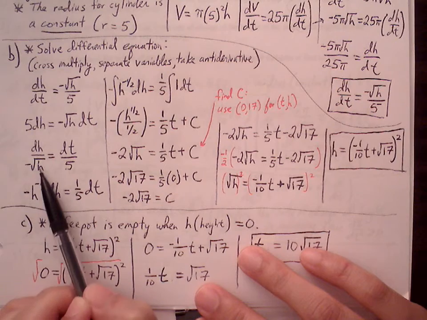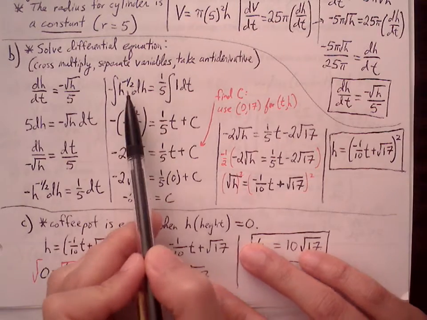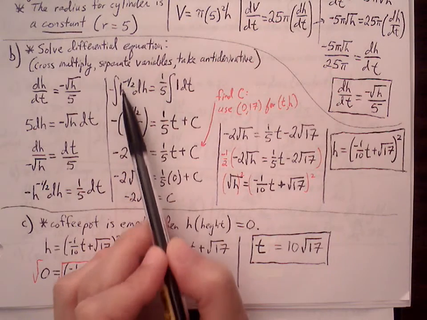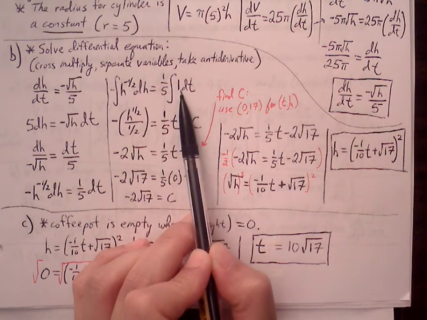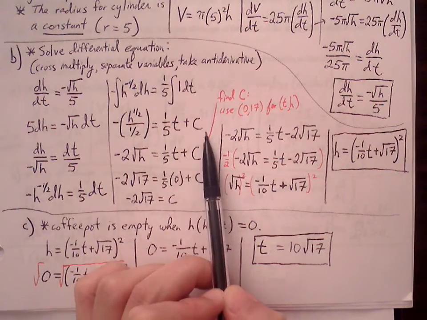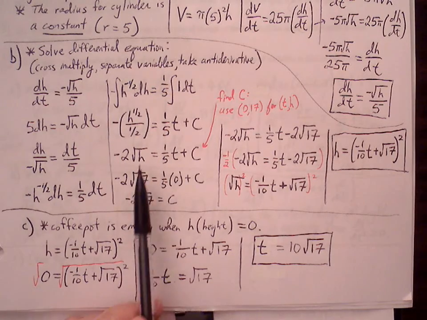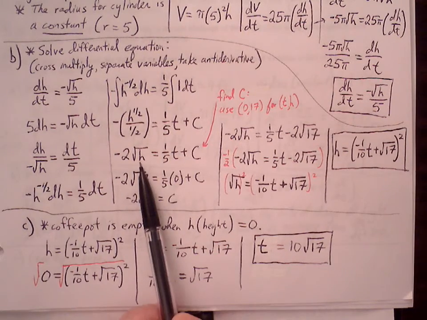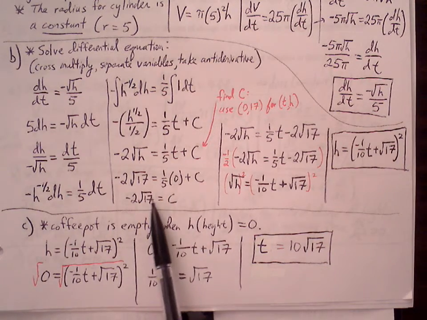We can bring that root h up to the top, get it ready for the power rule, and take the antiderivative. The power rule for h gives negative h to the 1/2 over 1/2, because right now it's sitting at negative 1/2, so we add 1 to the exponent and get a positive 1/2. The integral of 1/5 becomes 1/5 t, and a plus c shows up. Cleaning this up, we get negative 2 root h. At this point I'll solve for c. 0 plugs in for t and 17 plugs in for h. 1/5 times 0 is 0, so c equals negative 2 root 17.